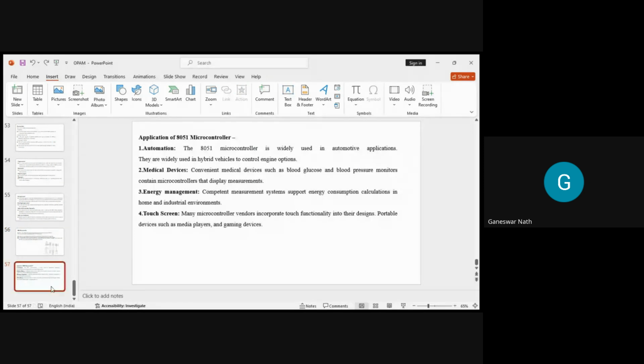Here you can also find some applications of the 8051 microcontroller. This microcontroller is widely used in automation and in automotive applications. It is widely used in hybrid vehicles to control engine operation. Similarly, in medical devices, convenient devices such as blood glucose and blood pressure monitors contain microcontrollers that display the measurements, energy measurement also, and also the touch screen. You are very much active on touch screens now, so there is also some microcontroller actually used here.